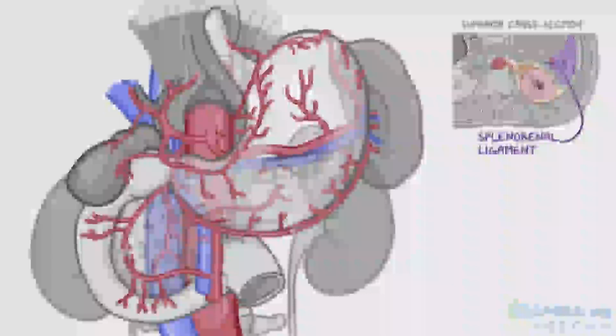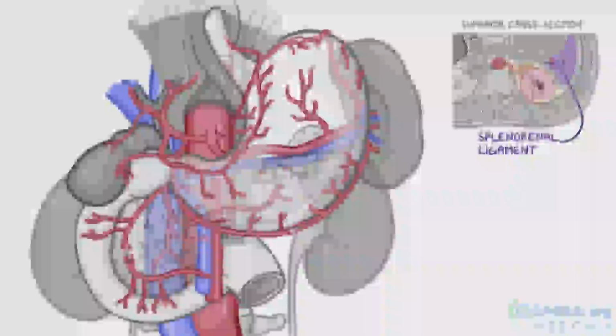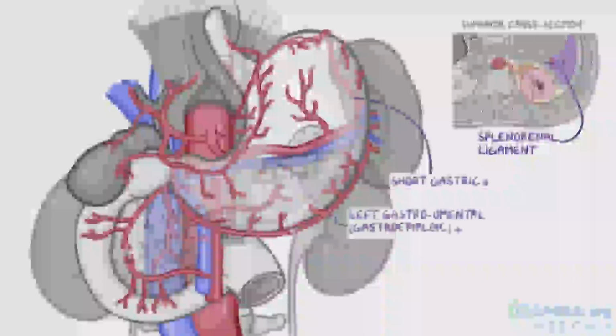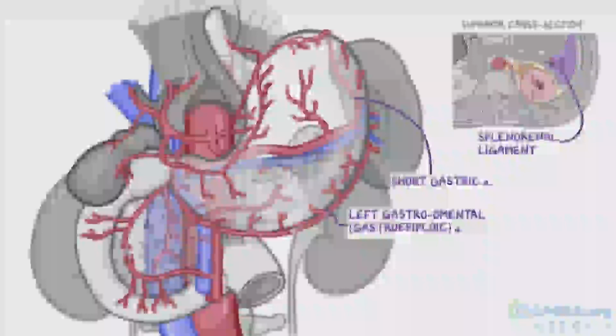The splenic artery travels to the left within the splenorenal ligament, a ligamentous connection between the spleen and left kidney, along the superior border of the pancreas, and it gives branches for the body of the pancreas, a posterior gastric branch, and a branch for the hilum of the spleen. At the hilum of the spleen, the splenic artery gives short gastric arteries for the fundus of the stomach, and the left gastro-omental or gastroepiploic artery. That descends along the greater curvature of the stomach and supplies the wall adjacent to it.